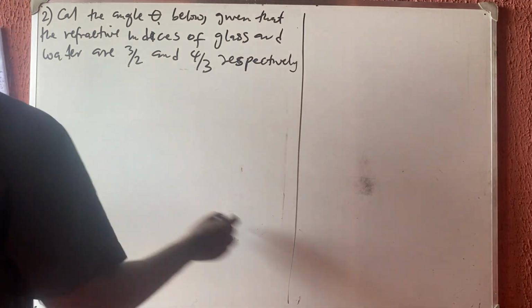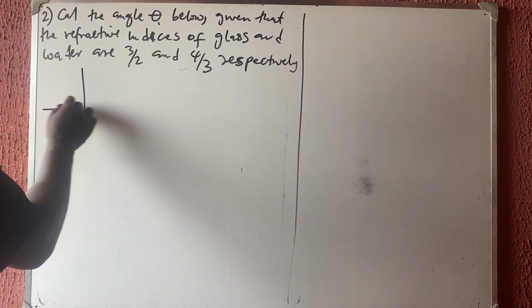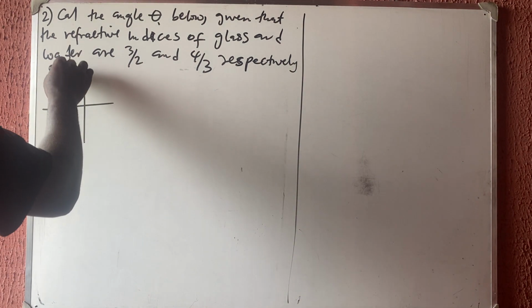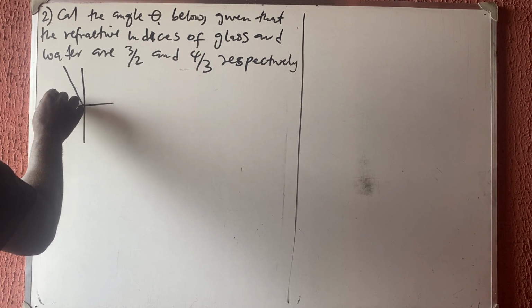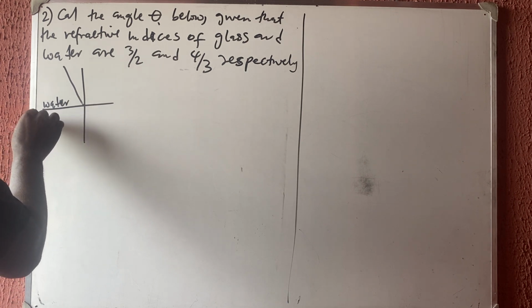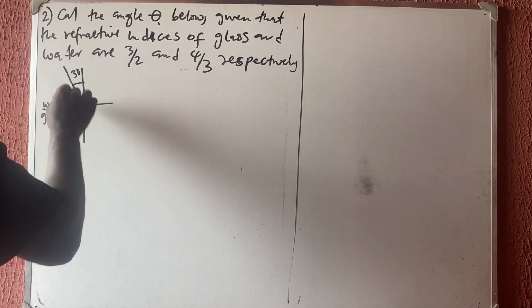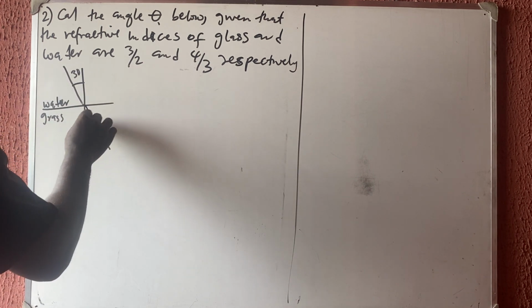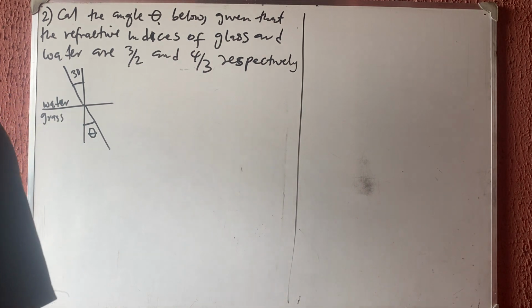So what do we do now? They now give us a diagram. Here is water and here is glass. Here is 30 degrees and here is theta. I'm going to try to use two formulas to solve this and see if we get the same answer. Let us use the normal formula that I've been teaching you.